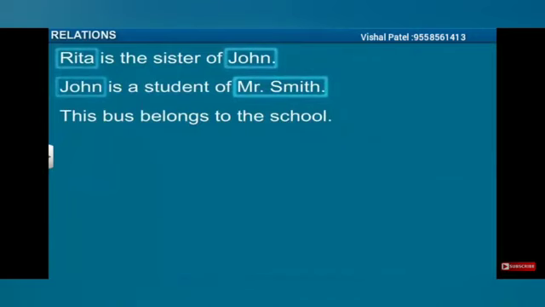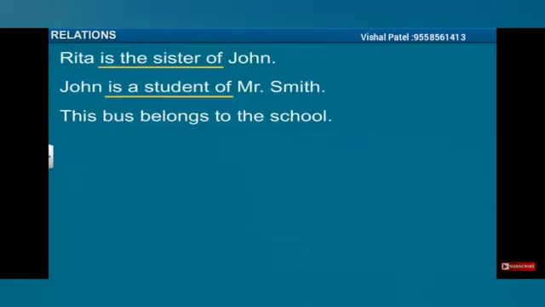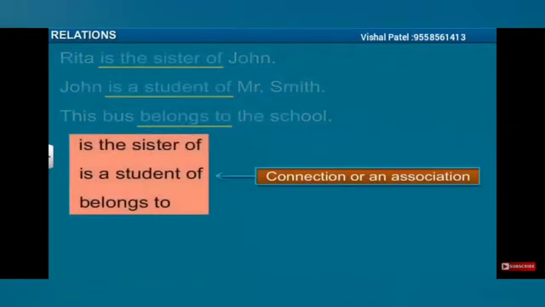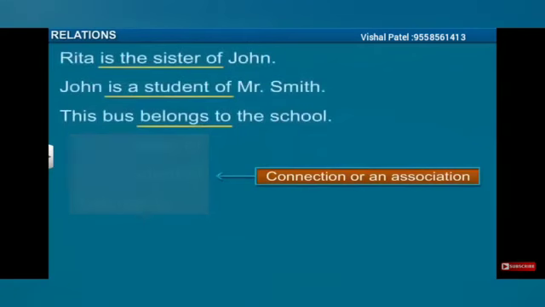Here each and every relation R belongs to each other. So here Rita is connected with John. So "is the sister of" is the relation between Rita and John. And "is a student of" is the relation between John and Mr. Smith. And "belongs to" is the relation between the bus and the school. Right? So this is a connection or an association, a relation.